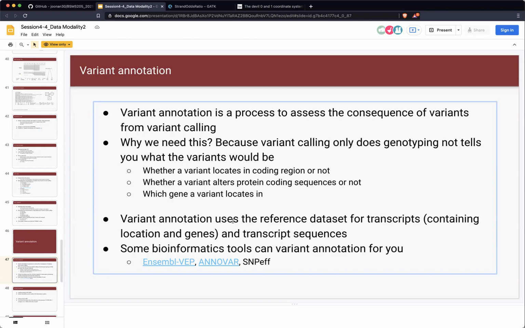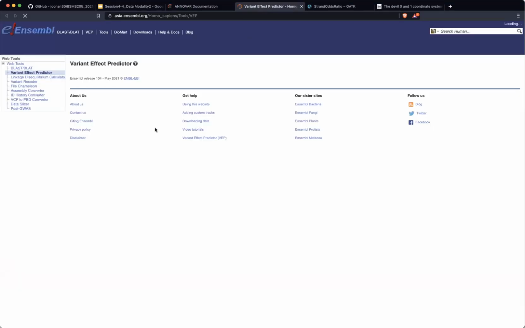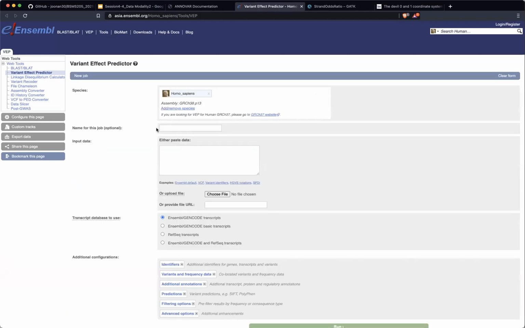So variant annotation uses a reference data set for the transcripts, because a mutation can be evaluated by each transcript, and also transcript sequences. If you want to do variant annotation, there are many options to do this analysis. Some famous ones are Ensembl VEP, ANNOVAR or SnpEff. If you go to here, then you will see how these tools are actually working.